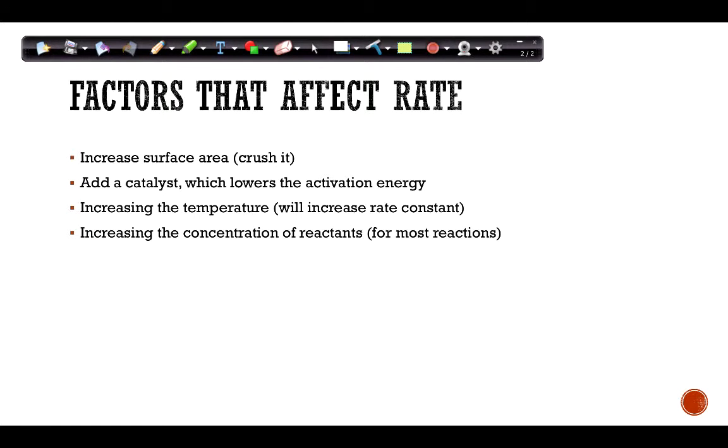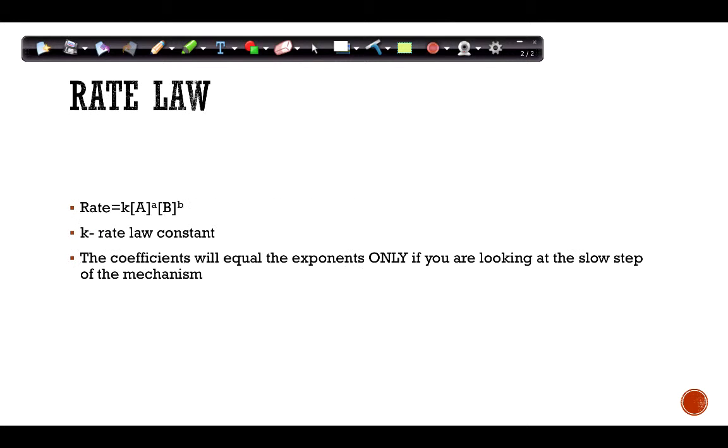The factors that can affect rate include surface area. If you crush something up or dissolve it, you increase the surface area, and that increases your rate. You can add a catalyst, which will lower the activation energy. You can also increase temperature, which also increases the rate constant. And you can increase the concentration of the reactants, usually for most reactions.